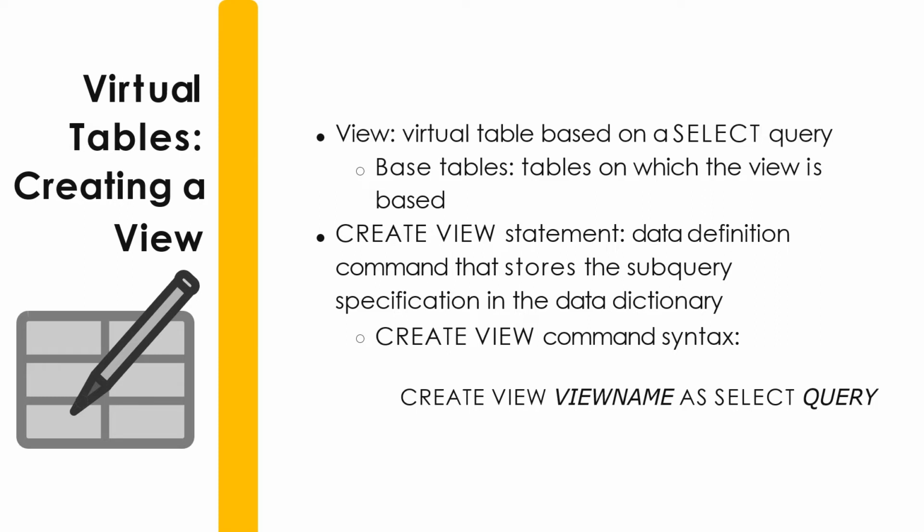A view is a virtual table based on a select query. That query can contain columns, computed columns, aliases, and aggregate functions from one or more tables, and views are basically used for a better business function. The tables on which the view is based are called base tables. The following is our syntax in creating views. We first start with the create view keywords, then the name of our view, the keyword as, and then our select query.